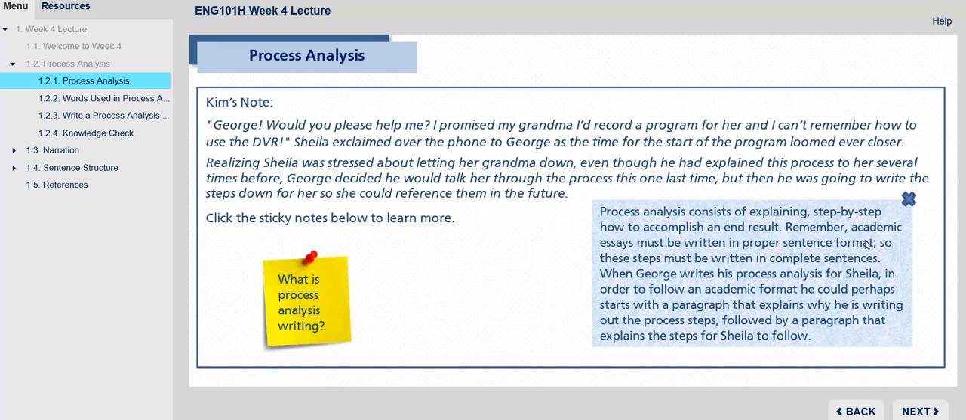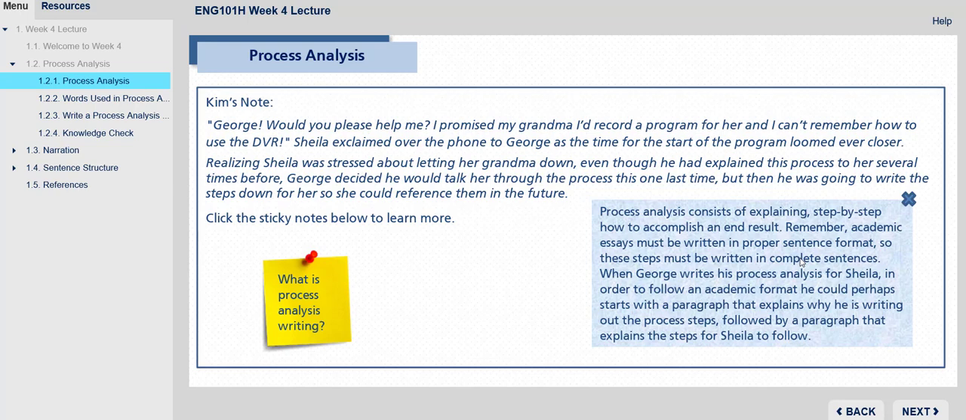Remember, academic essays must be written in proper sentence format, so these steps must be written in complete sentences. When George writes his process analysis for Sheila, in order to follow an academic format, he would perhaps start with a paragraph that explains why he is writing out the process steps, followed by a paragraph that explains the steps for Sheila to follow. So that would be in order, so your thesis statement would be, in order to work a DVR, you need to step 1, step 2, step 3. And then step 1, step 2, step 3 will become your body paragraphs.